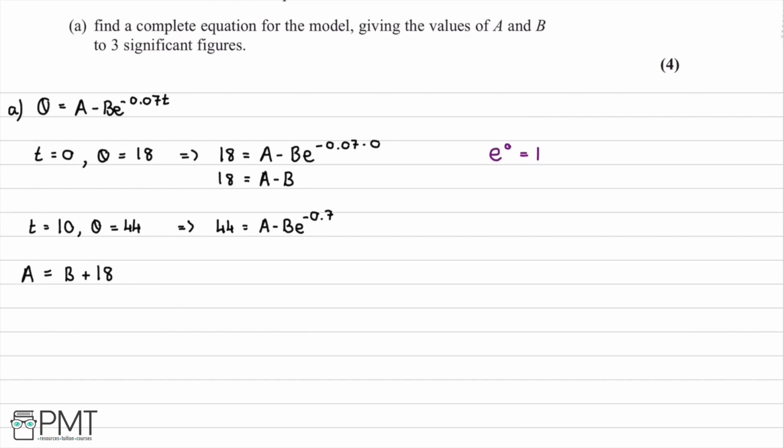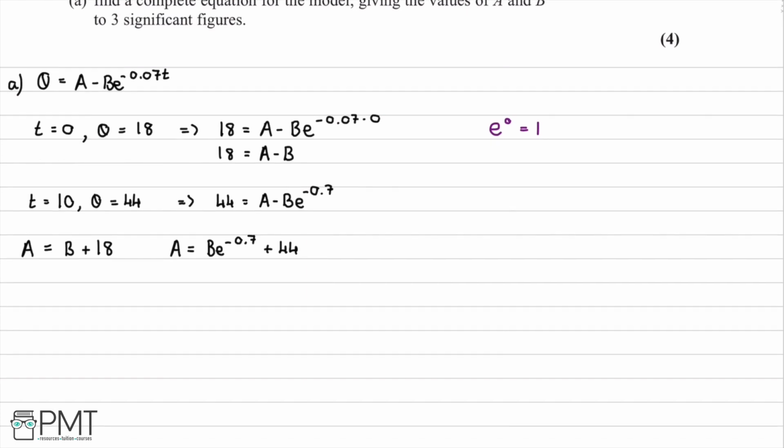And secondly, we have that A is equal to B multiplied by e to the power of negative 0.7, then we add on 44. So this is our two equations. We can now set these equal to each other. So this part here and this part here are going to be equal. We can therefore say that B plus 18 is equal to B multiplied by the exponential to the power of negative 0.7, plus 44.